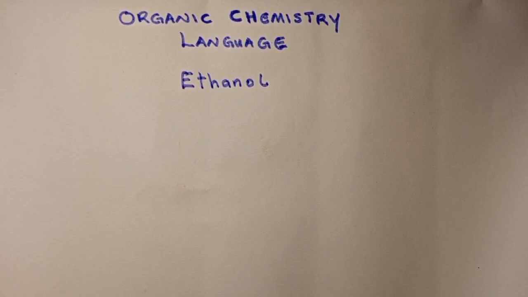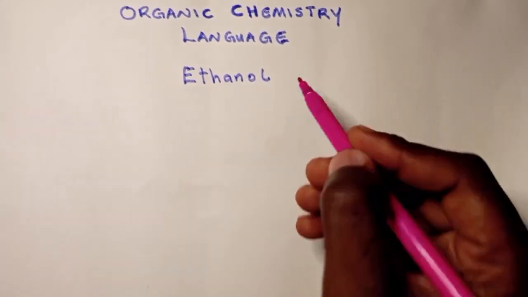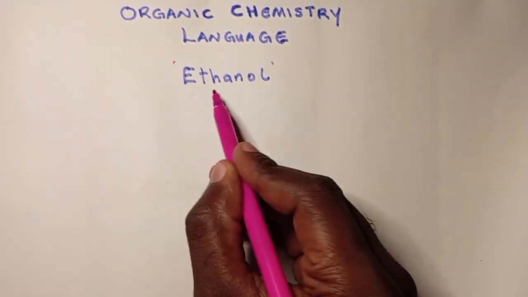Now, just by looking at ethanol here, there are a lot of things that I can already see. One, I can already see the structure. I can already see the homologous series where ethanol belongs. I can also see how many carbon atoms it has. I can also see the bonds just from the name. So how do we know? How do I know, just from the name itself?